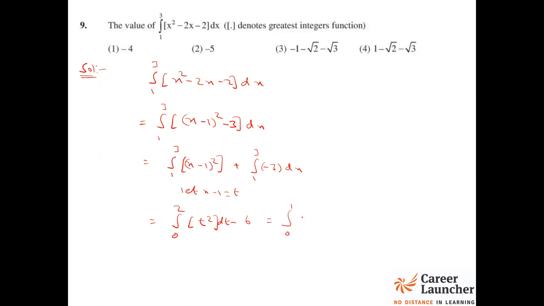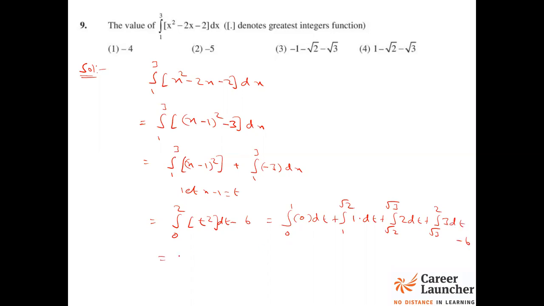The value of this step function will become 0, plus 1 to root 2. From 1 to root 2, the value will lie between 1 and 2. Step of that will become 1. And from root 2 to root 3, the value will lie between 2 and 3. Step of that will become 2. And from root 3 to 2, the square of this will lie between 3 and 4. Step of this will become 3. And the last remaining term is minus 6.